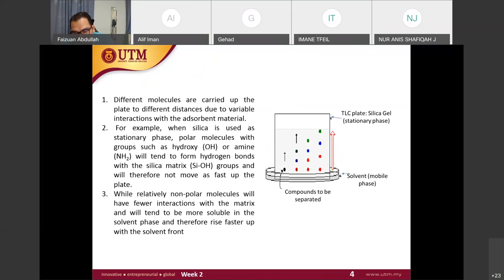For the compound which is non-polar, it will move faster because non-polar doesn't love polar. Meaning that the non-polar compounds do not love the polar stationary phase, which is the thin film. While relatively non-polar molecules will have fewer interactions with the matrix and will tend to be more soluble in the solvent phase, and therefore rise faster.